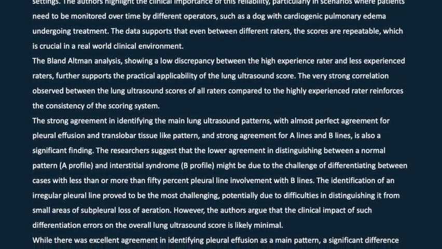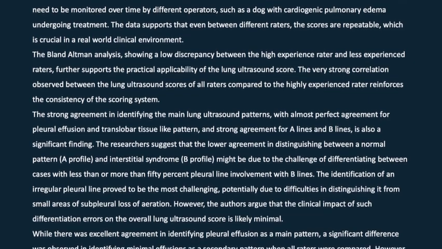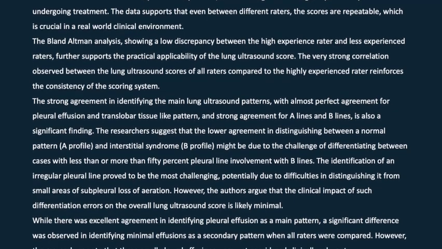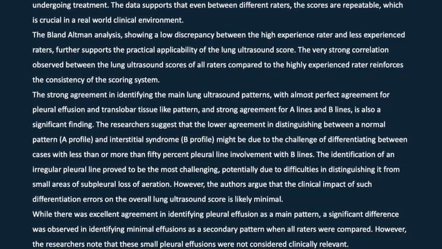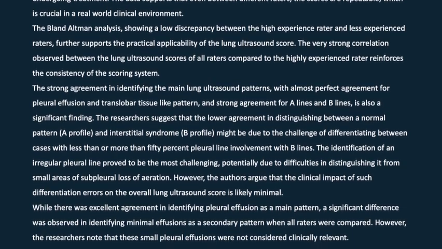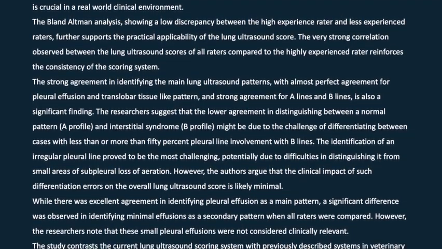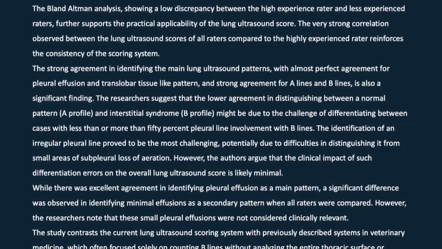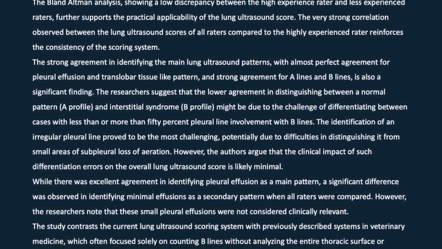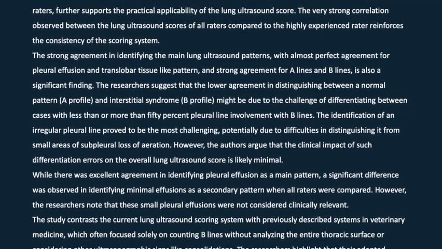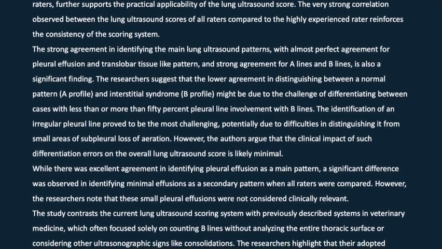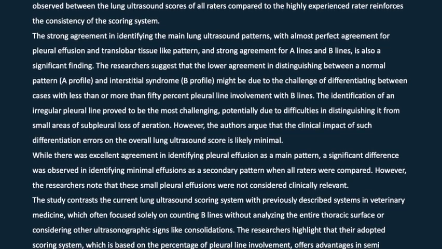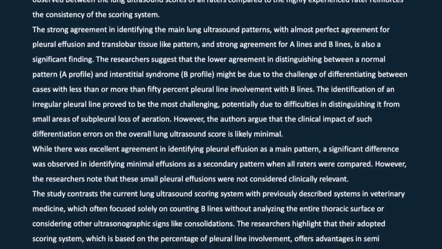The strong agreement in identifying the main lung ultrasound patterns, with almost perfect agreement for pleural effusion and translobar tissue-like pattern and strong agreement for A-lines and B-lines, is also a significant finding. The researchers suggest that the lower agreement in distinguishing between a normal pattern, A profile, and interstitial syndrome, B profile, might be due to the challenge of differentiating between cases with less than or more than 50% pleural line involvement with B lines. The identification of an irregular pleural line proved to be the most challenging, potentially due to difficulties in distinguishing it from small areas of subpleural loss of aeration.